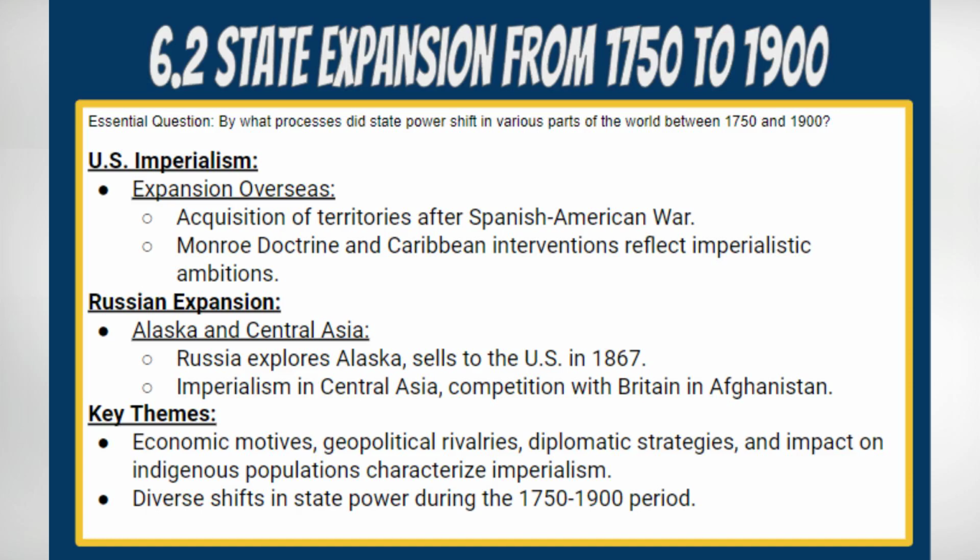Key takeaways: the period between 1750 and 1900 witnessed dynamic shifts in state power driven by imperialistic ambitions across Africa, Southeast Asia, the U.S., and Russia. Economic motives, geopolitical rivalries, and diplomatic strategies shaped the trajectory of imperialism, leaving a lasting impact on global geopolitics and societies.